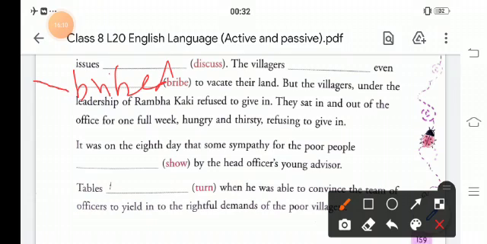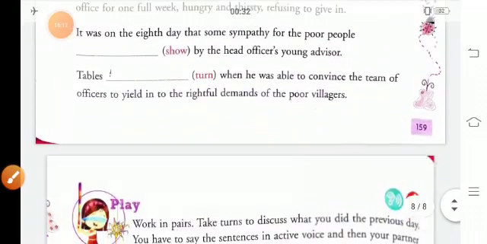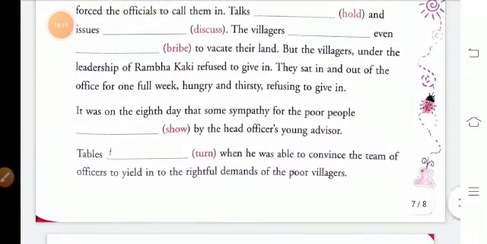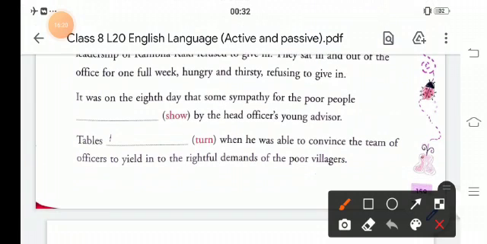It was the eighth day. Some sympathy for the poor people was shown by the head officers, young advisers. Tables were turned when he was able to convince the team of officers to yield in the rightful demand of the villagers.